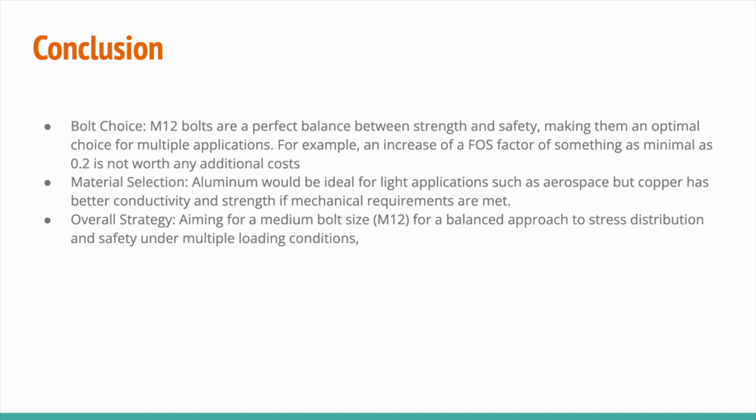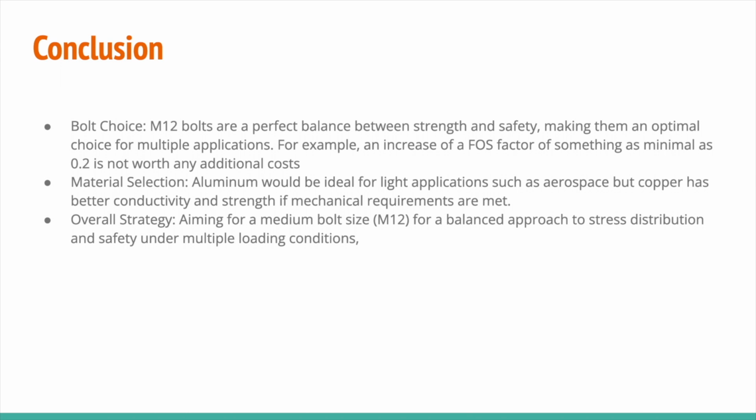Our bolt choice was M12 because it is a perfect balance between strength and safety, so it makes it an optimal choice for multiple applications. For example, an increase of factor of safety of something as minimal as 0.2 is not worth any additional costs. For our material selection, we decided that aluminum is preferred in applications where a low weight and a high strength are necessary, such as in the aerospace field, especially where cost is a huge factor.